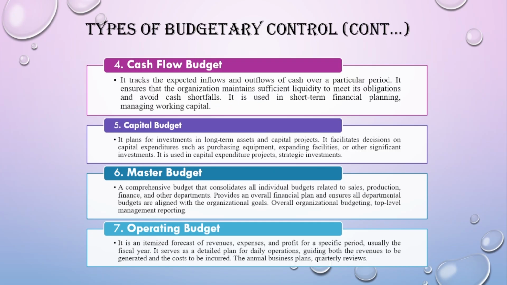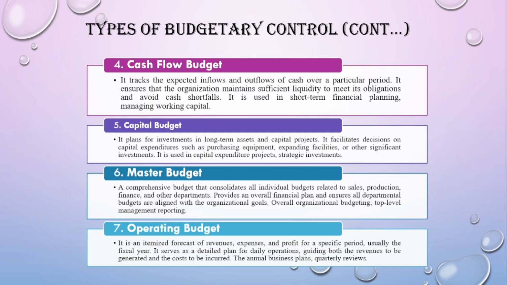Another type of budgetary control is the cash flow budget. It tracks the expected inflows and outflows of cash over a particular period. It ensures that the organization maintains sufficient liquidity to meet its obligations and avoid cash shortfalls. It is used in short-term financial planning and managing working capital.